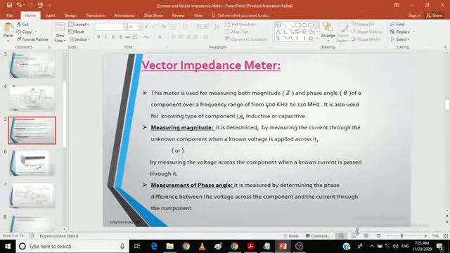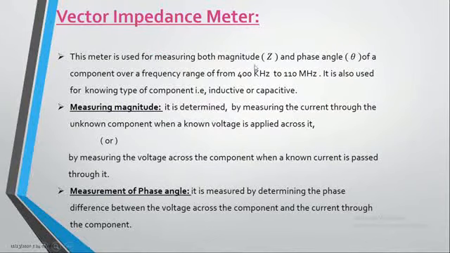Okay, let's come back to this vector impedance meter. We are interested to calculate the impedance by calculating the voltage and current, either applying a known voltage and calculating the current, or applying a known current and calculating the voltage. You can easily calculate the impedance, but the phase angle decides whether the unknown element is capacitive in nature or inductive in nature.